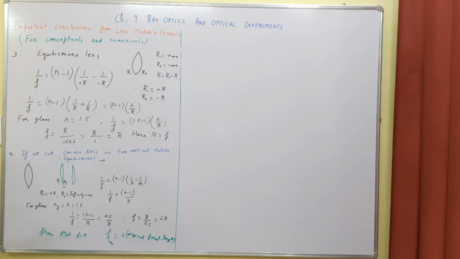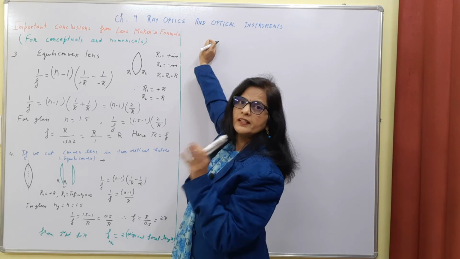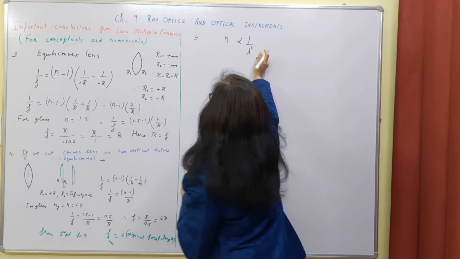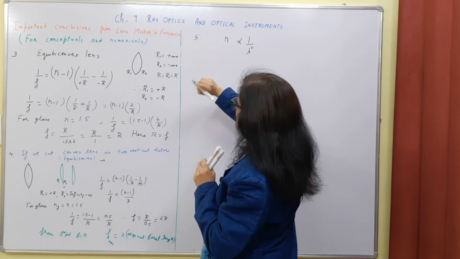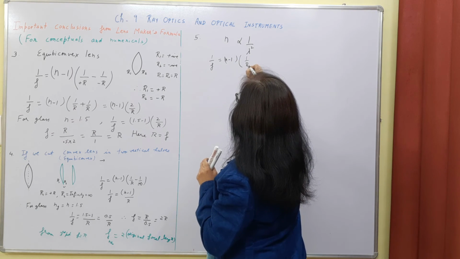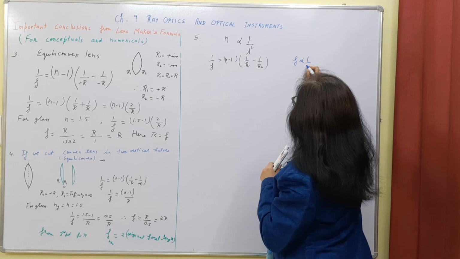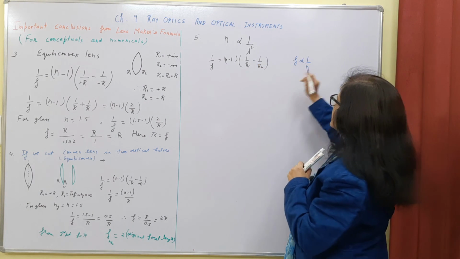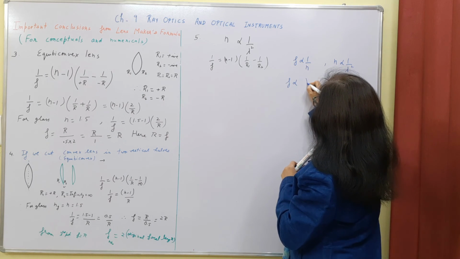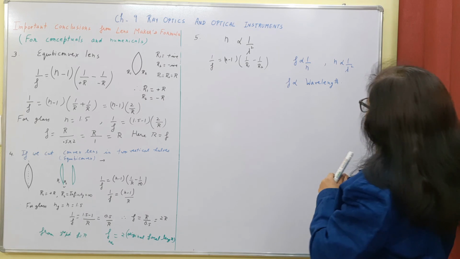Right? Now we can discuss the last part of this topic. We know that refractive index is a function of wavelength. It depends on wavelength. So how? We know that by Cauchy's relation, it is proportional to 1 by lambda square. So from lensmaker's formula, 1 by F is equal to n minus 1, 1 by R1 minus 1 by R2. So from here you can see easily that focal length is inversely proportional to refractive index, and refractive index is inversely proportional to wavelength. So you can say that focal length is directly proportional to wavelength. Right? So there is a direct proportionality.